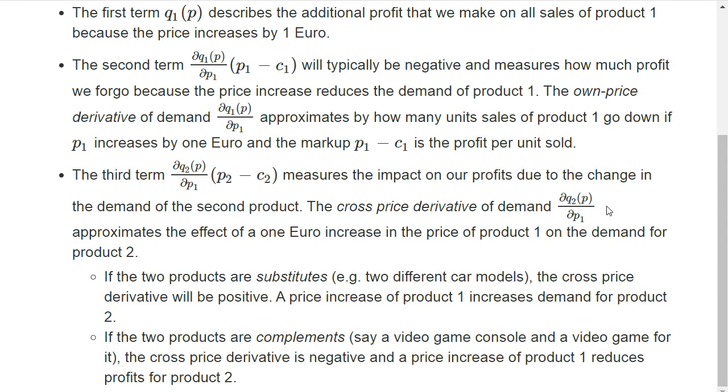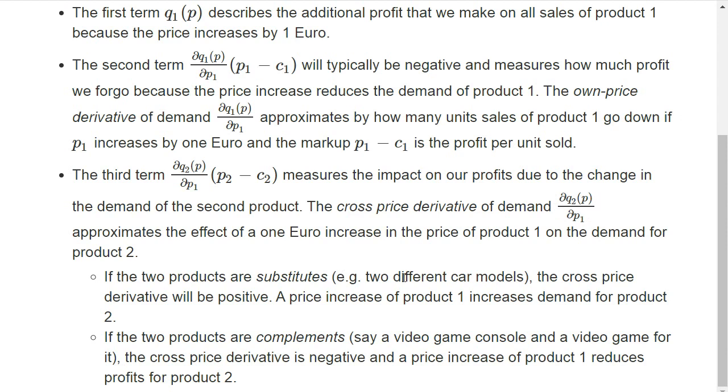If we think about two cars, we would expect that if I increase the price of car 1, the direct demand should go down for car 1, so we have a negative own price derivative. But some of the consumers who now don't buy car 1 will instead buy car 2, so the demand of car 2 should go up if I increase the price of car 1. So we have a positive cross price derivative.